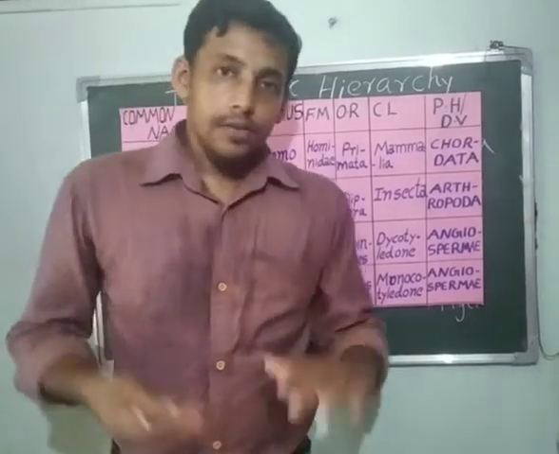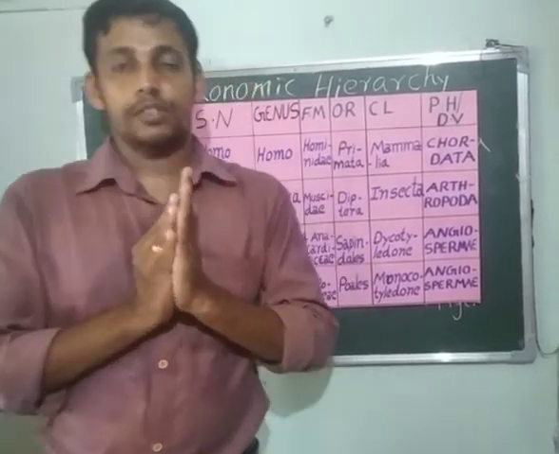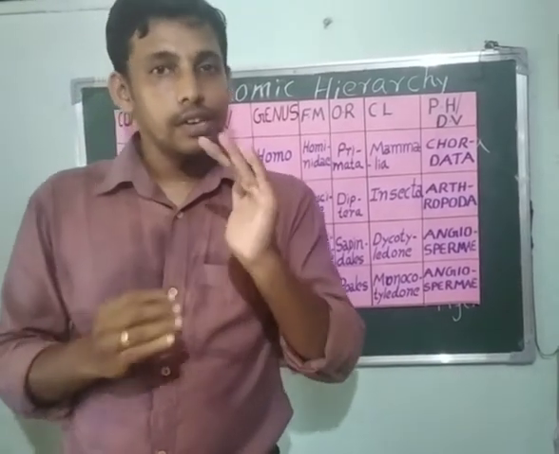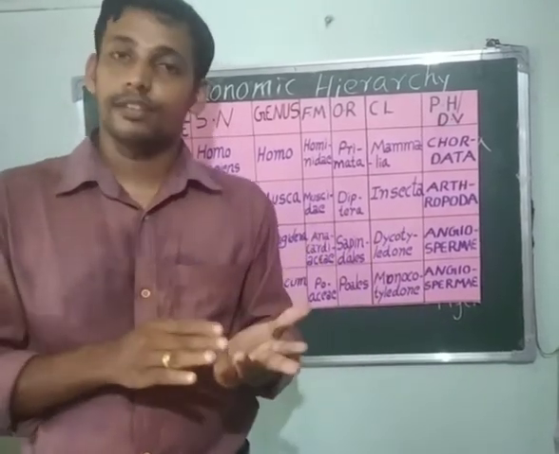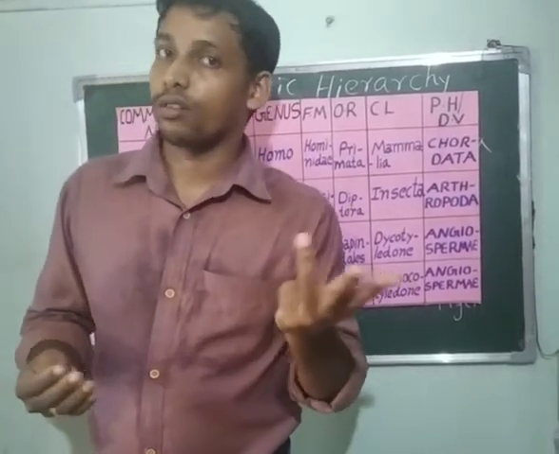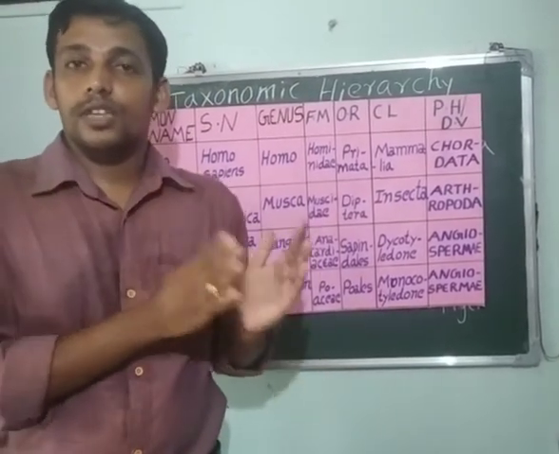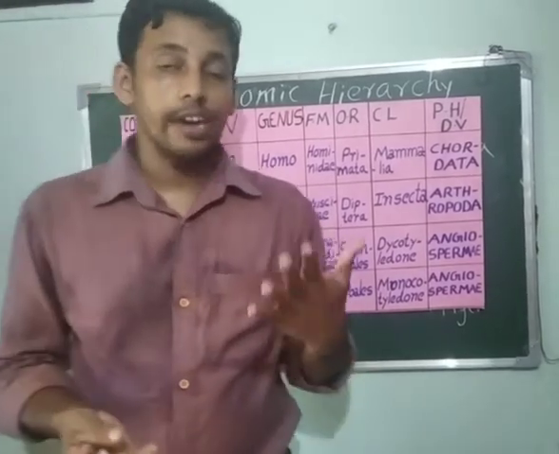Okay, now it's time to conclude. So we have learned today what taxonomy and systematics are. Then we have learned what is meant by category and taxon. Then we learned cytotaxonomy, chemotaxonomy, and numerical taxonomy.